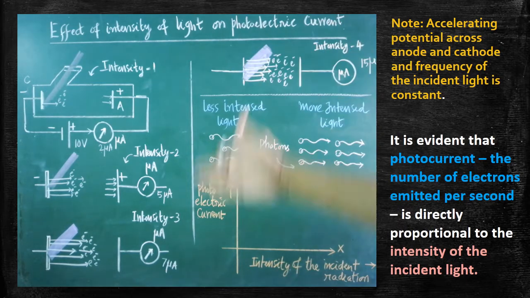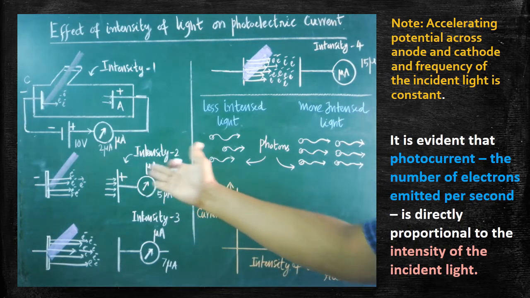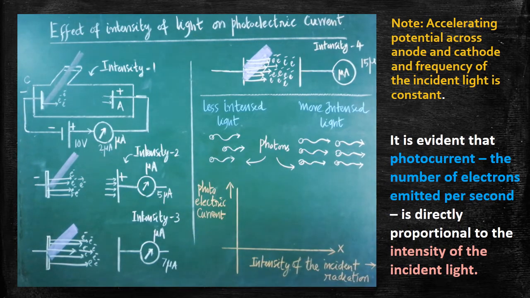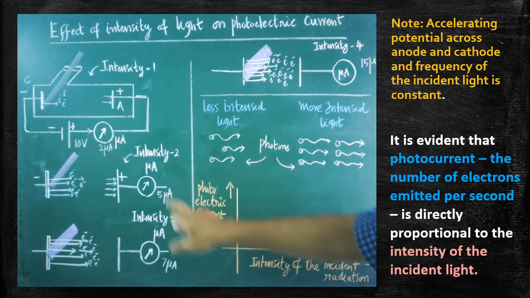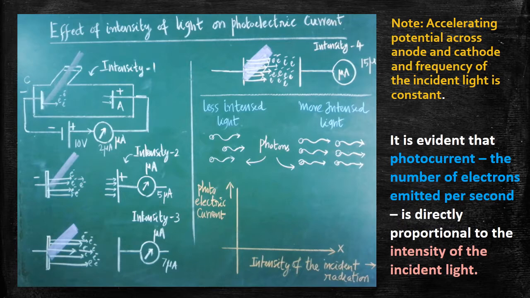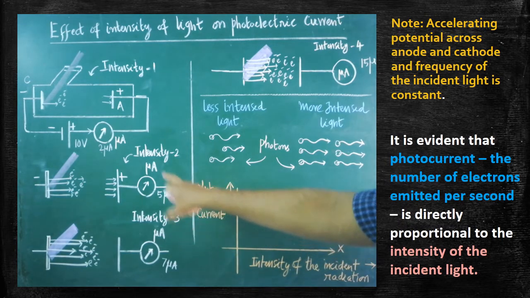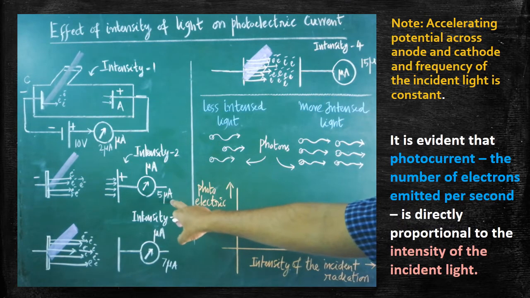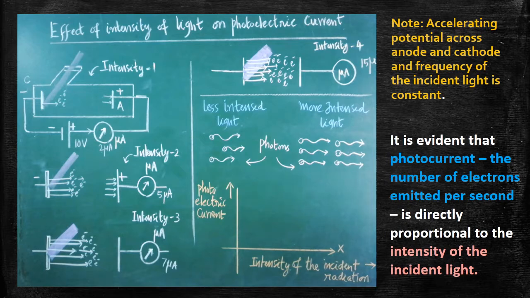So the conclusion is, when the intensity of the incident light is increased, the number of electrons emitted from the photosensitive cathode will also be more. Correspondingly, there will be a corresponding increase in the photoelectric current. Intensity of the incident light is more, photoelectric current also increases. Are you clear? Both are directly proportional.